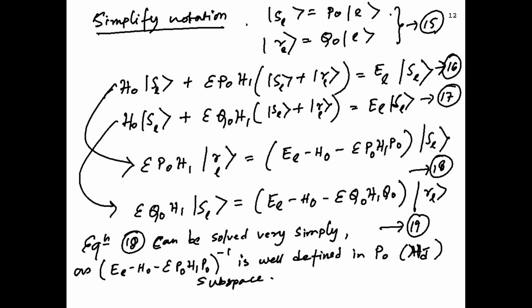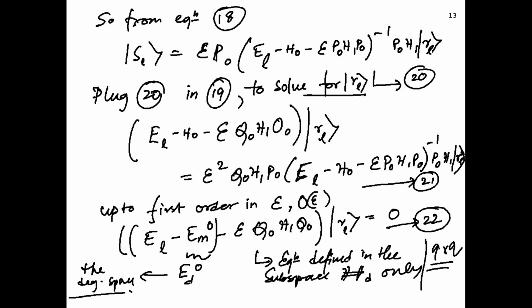By inverting that, I will get equation 20, simply by taking the SL and separating it from the right hand side. Now in order to get an equation for RL, because it is a coupled equation, the usual strategy for solving a coupled equation is to plug equation 20 into 19, and then I will get equation 21.